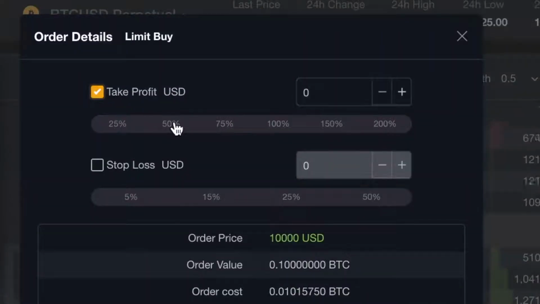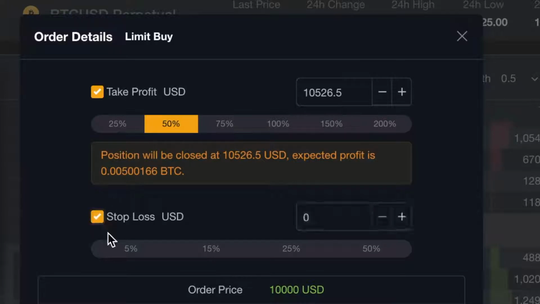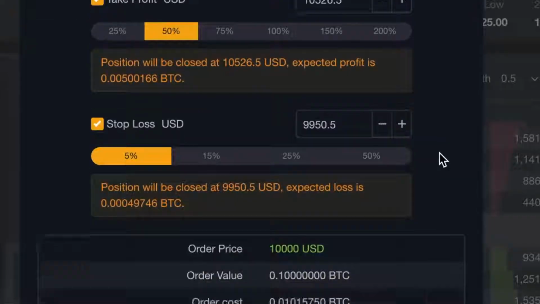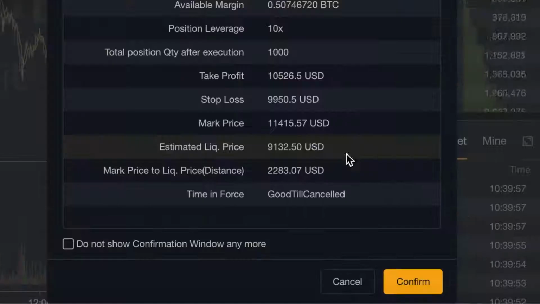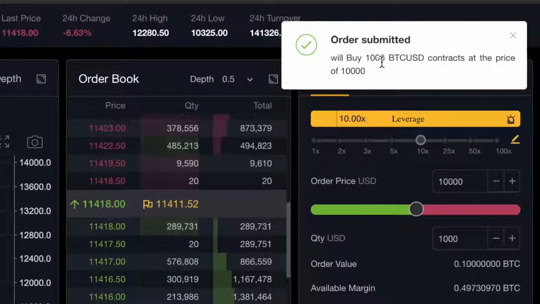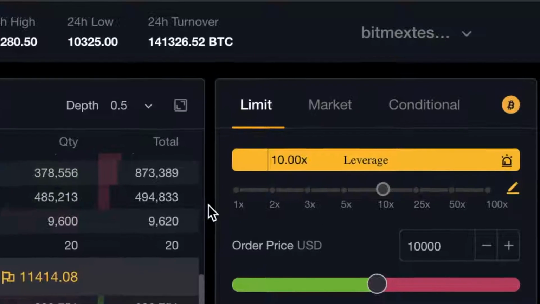We could take profits. Let's say we want to take profit at 50%. We want to have a stop loss at 5%, and we can adjust this if you want to, and we just check that everything is okay here. We have the estimated liquidation price, and we click confirm, and order submitted. We'll buy 1,000 contracts at the price of $10,000.